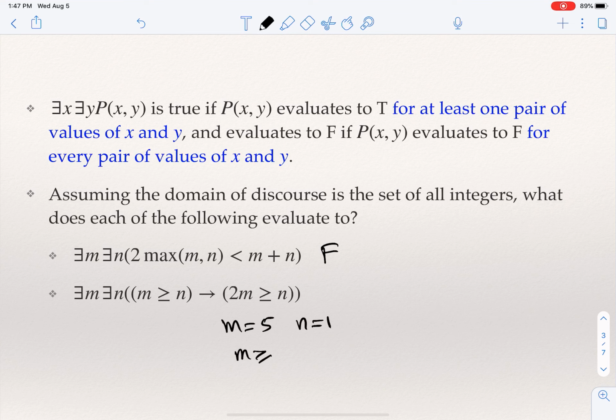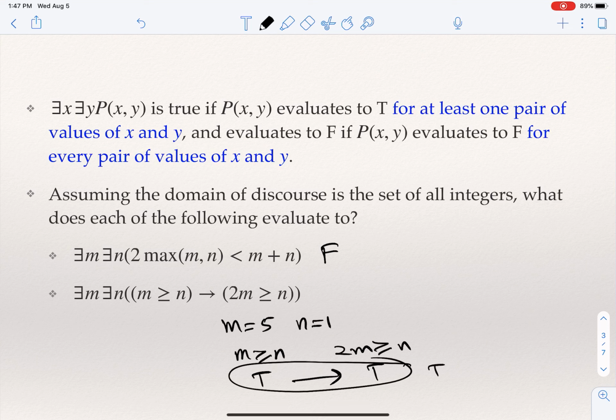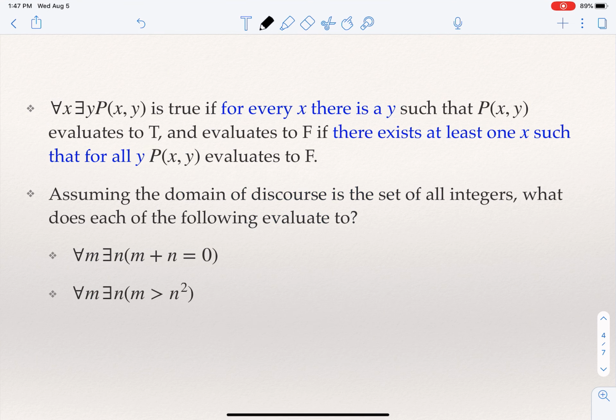M greater than or equal to n, this is true. And 2m, which is 10, greater than or equal to 1, which is also true. True implies true. This entire proposition here is true. And the proof for that is take m to be 5 and n to be 1. Because all we care about is, can we find one integer m and one integer n such that the predicate holds?